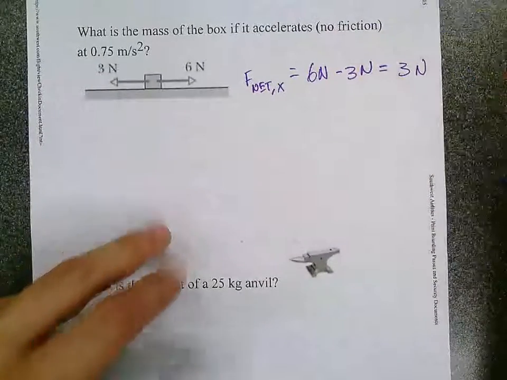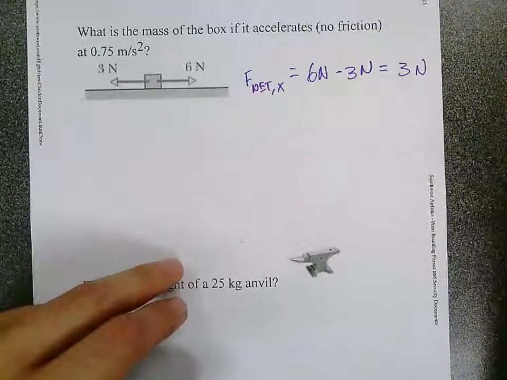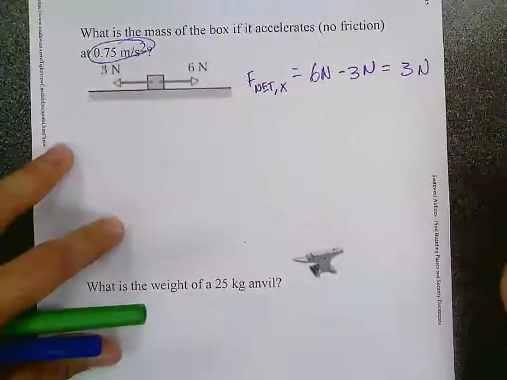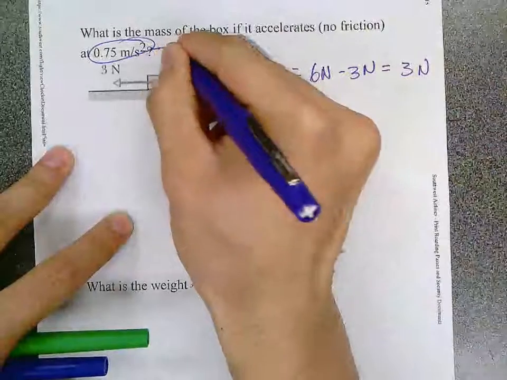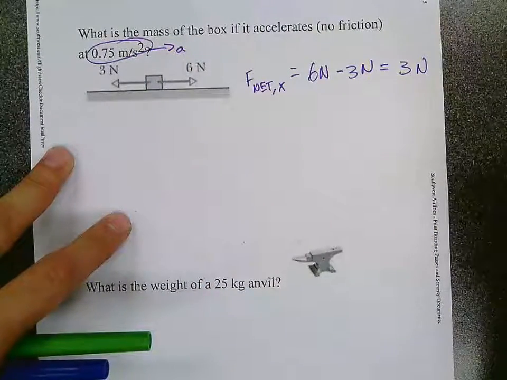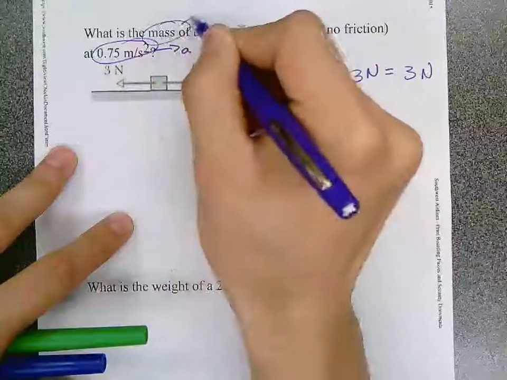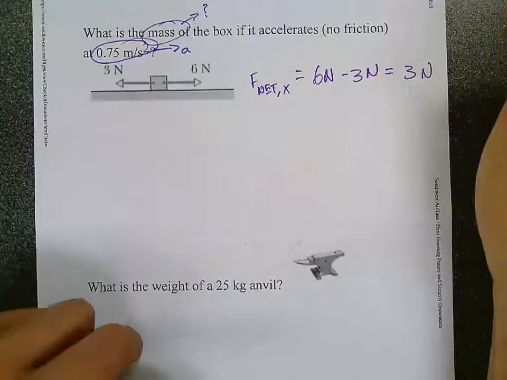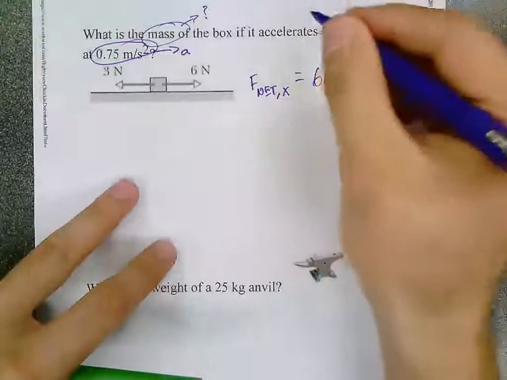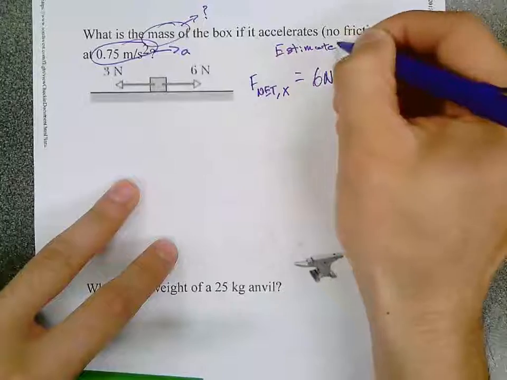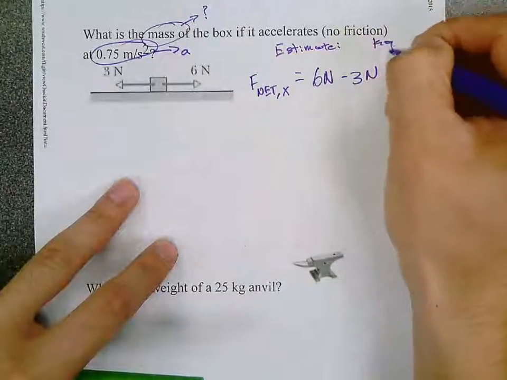If you go back to this question, you also have a few more givens. I want to circle 0.75 meters per second squared because that is an acceleration. The question also asks for the mass, so that is what we will be solving for. From there, the first step is to find an estimate. The estimate is looking for a mass, so the units will have to be kilograms.